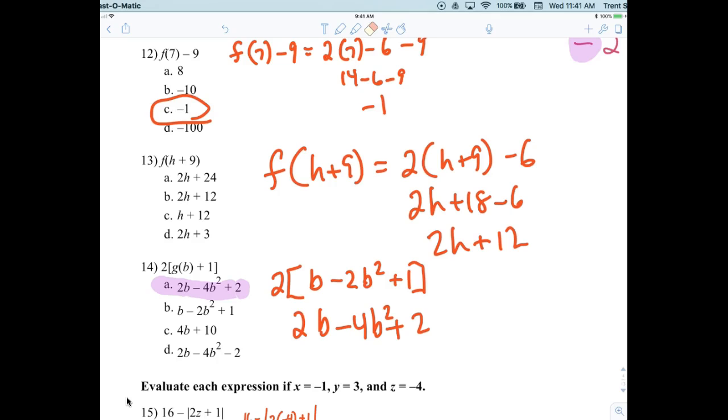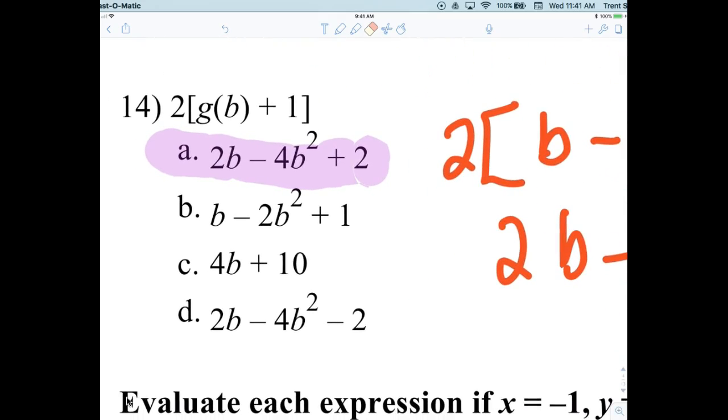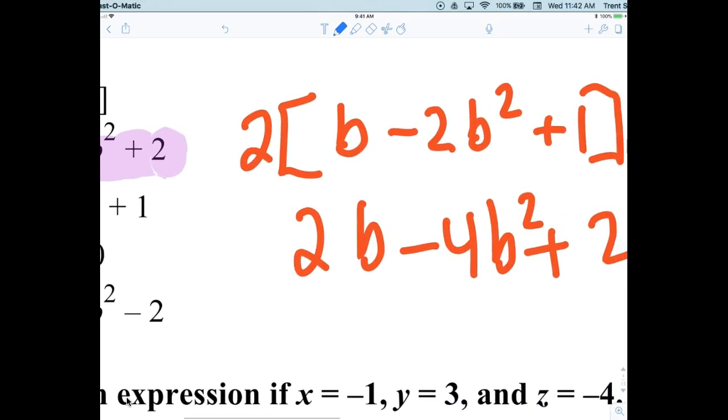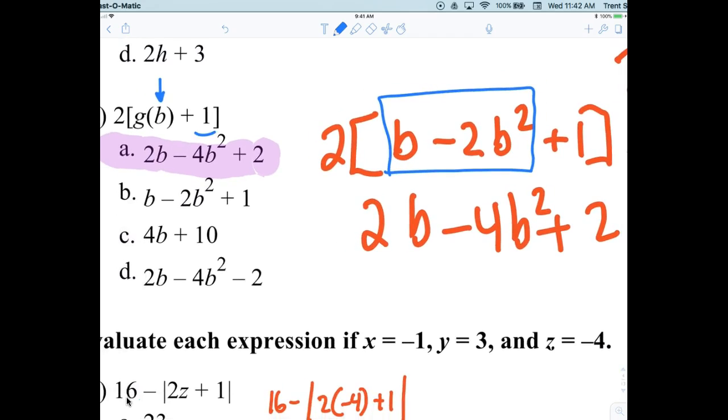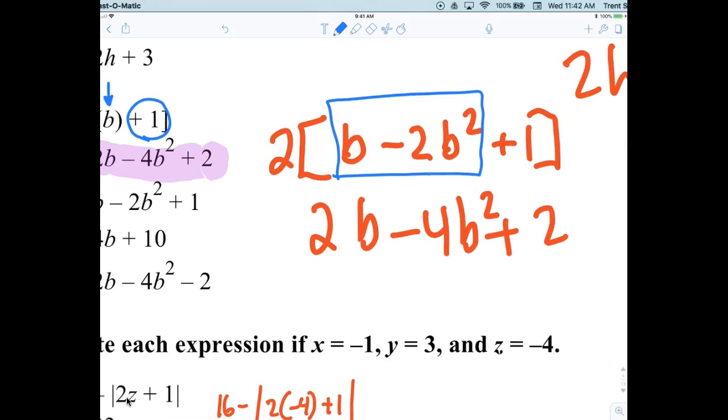Okay, let's look at 14. All right, very, very important. What does this mean to do? Right here, what does this mean? That is X. That is the x value. So wherever I see an x, I'm going to put what? B. So that's what I did. Wherever I saw an x, I put B, and I got that. You with me? Then what was I supposed to do? I was supposed to add 1. You agree with this? So that's where this came from, the adding 1.